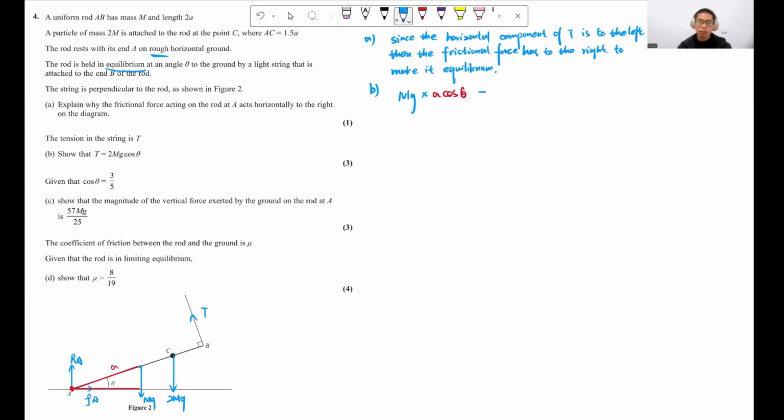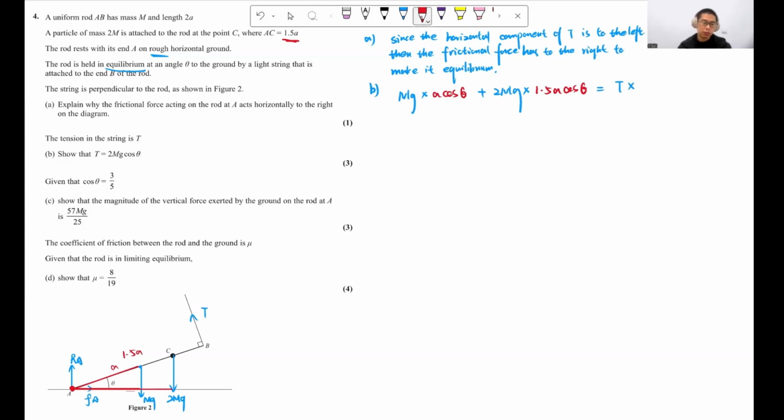And then plus 2mg times its shorter distance. So again, from point A to 2mg, this will be the shorter distance. We already know AC is 1.5a. So if this length is 1.5a, what we're looking for is the adjacent, so it has to be 1.5a cos theta. And then that's equal to tension times the shorter distance.